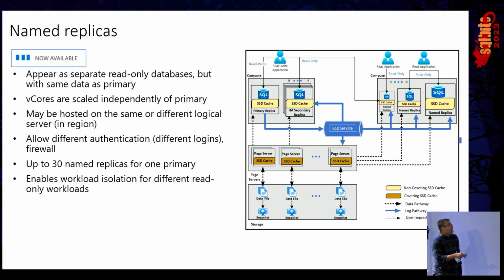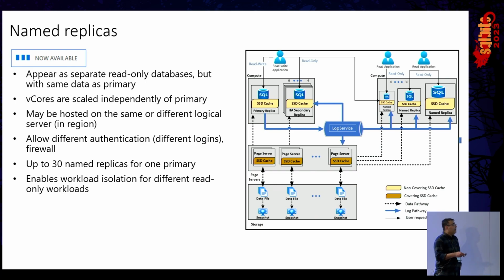Now, you can do read scale with HA replicas too. You can have 0 to 4. But you don't get the isolation, in that these have to be the same size as the main replica because they are also failover targets. So if this goes down, it fails over only to the HA replicas. It won't fail over to this set of named replicas. These are purely used for read scale, right?